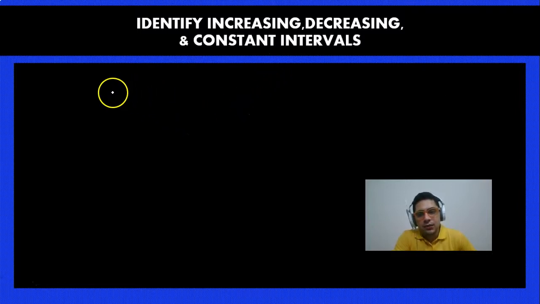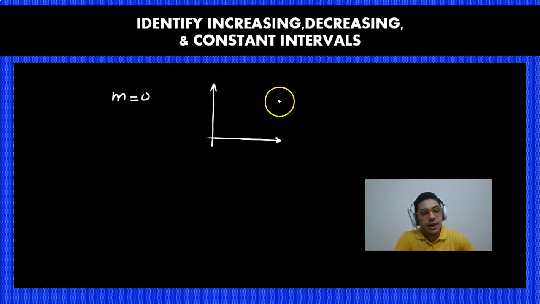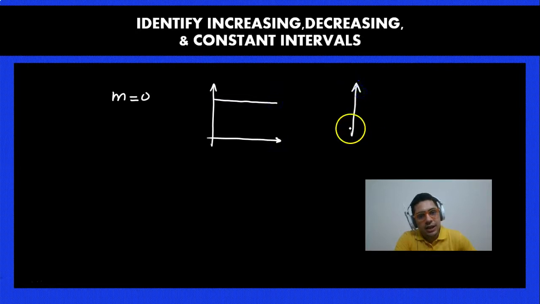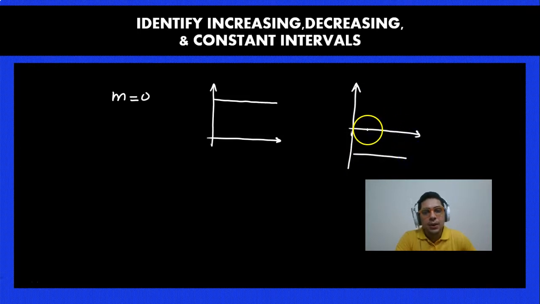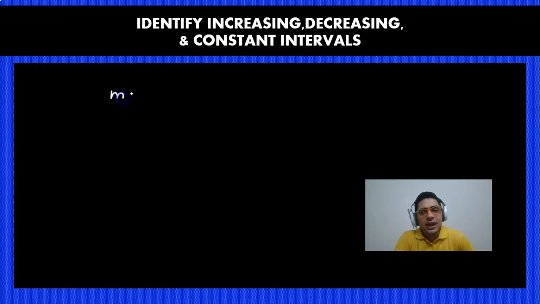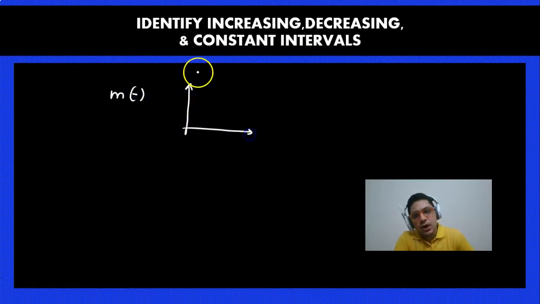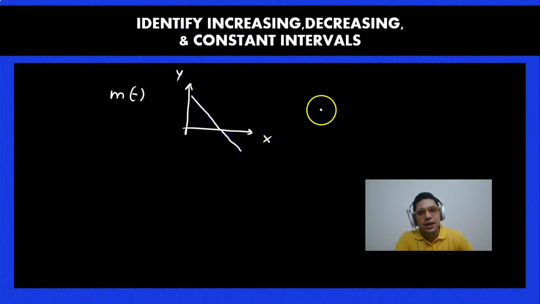Now, if you have a value of the slope equal to 0, that means that your graph is going to remain unchanged. So you're going to have a horizontal line, right? It doesn't matter if it's positive or negative, depending on the value of b, but it's going to stay horizontal because the value of the slope is 0. Now, if your slope is negative, then that means that for increasing values of x, you're going to get lower values of y, right? So that means it's going to be a decreasing graph.